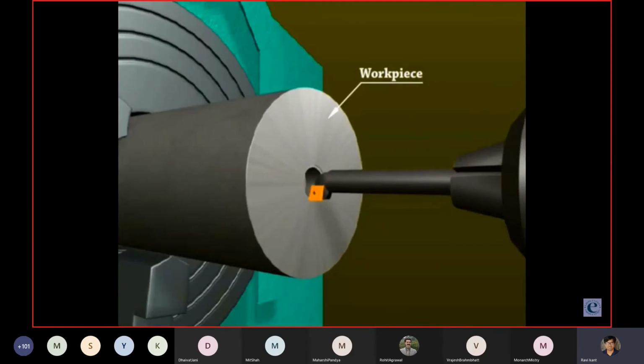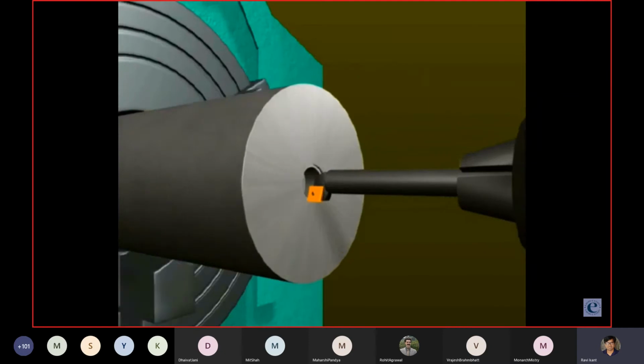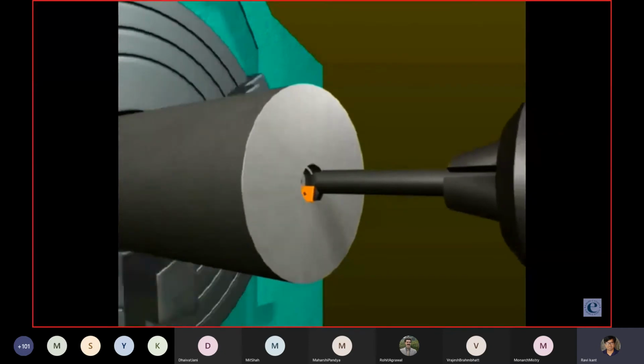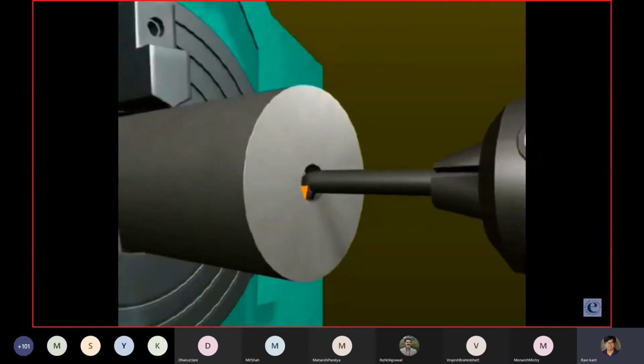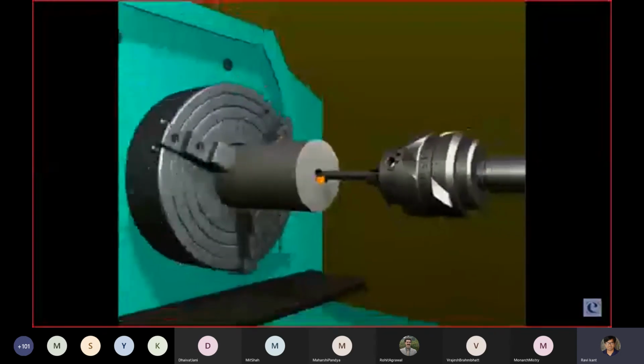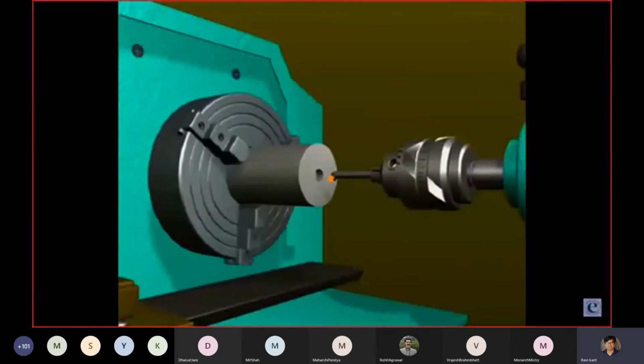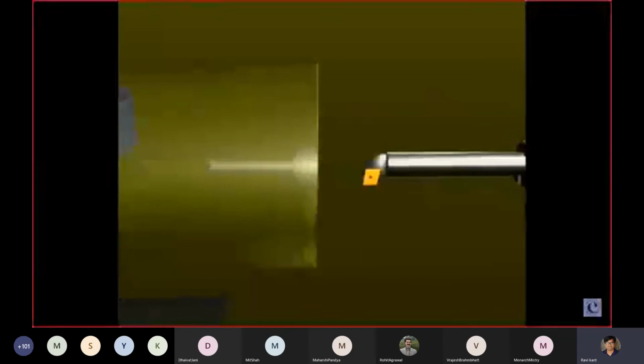Workpiece, boring tool. If the hole is enlarged only through a certain length, then it is referred to as counter boring. If the tool is fed at an angle to the axis of rotation, it is called internal taper turning. Enlarged hole.